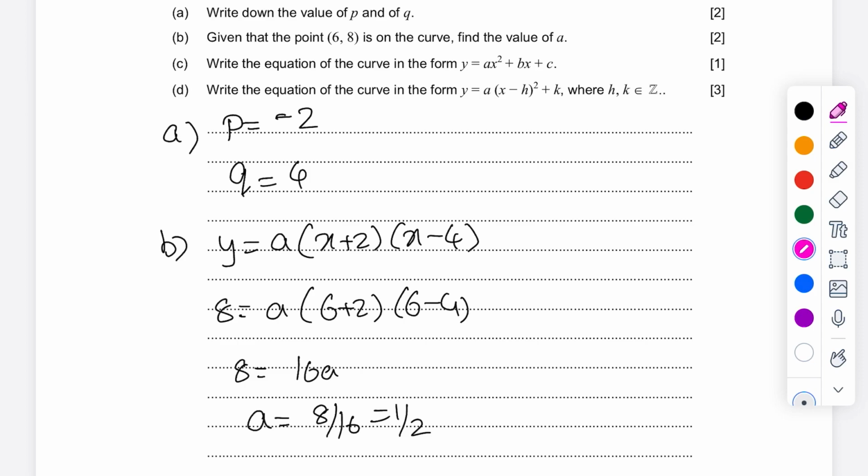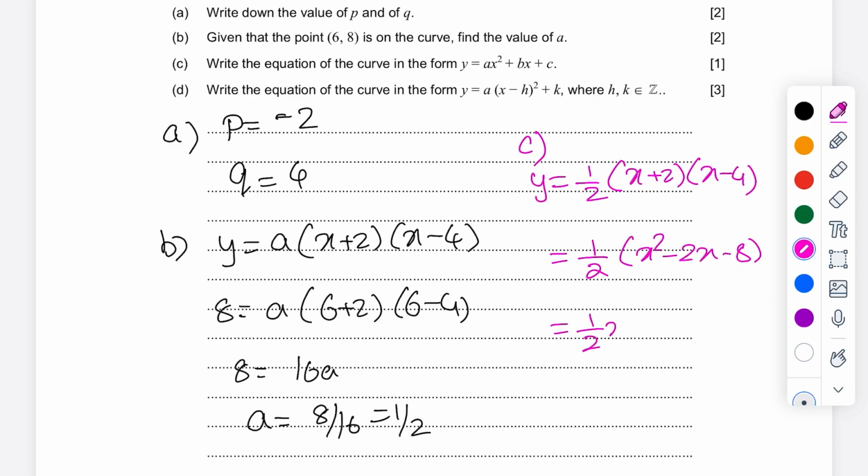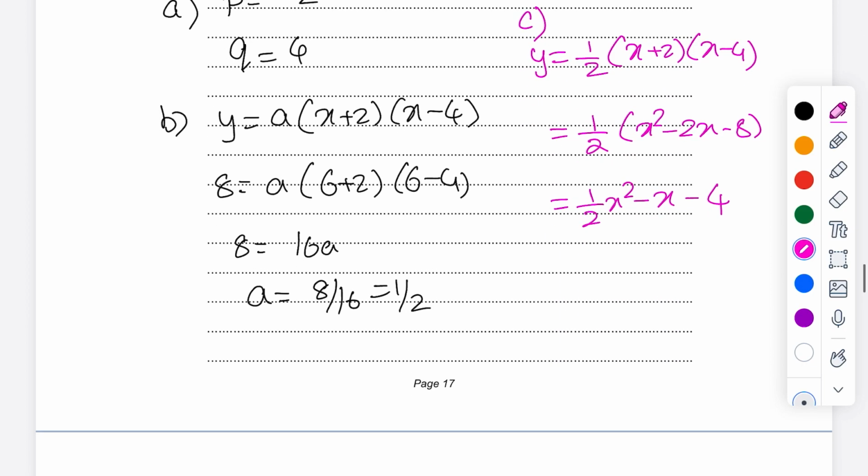Next is part C. Write the equation of the curve in the form y equals ax squared plus bx plus c. So y equals 1 upon 2 times (x plus 2) times (x minus 4). So it becomes 1 upon 2 times (x squared minus 2x minus 8). So it is 1 upon 2 x squared minus x minus 4. Write the equation in the vertex form. So I'm directly writing it out. The vertex form answer should be y equals 1 upon 2 of (x minus 1) whole squared minus 9 upon 2.